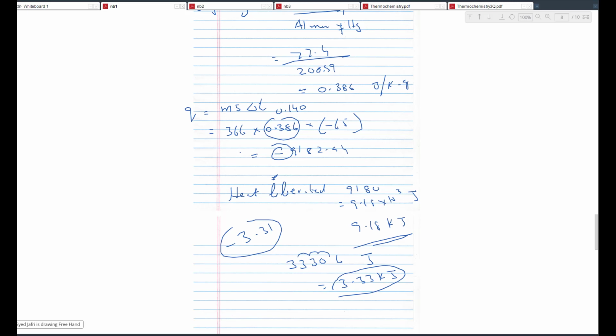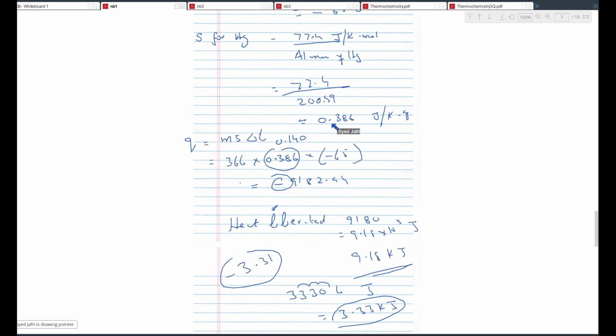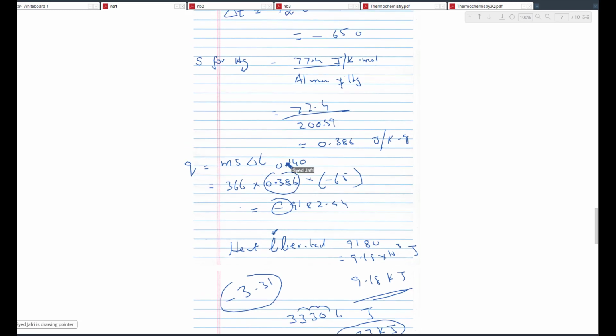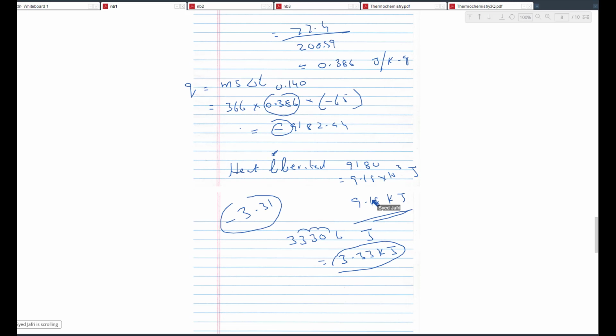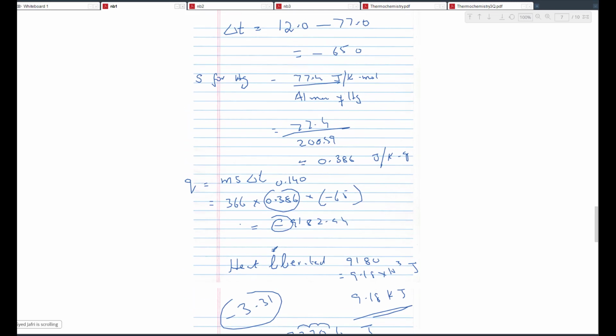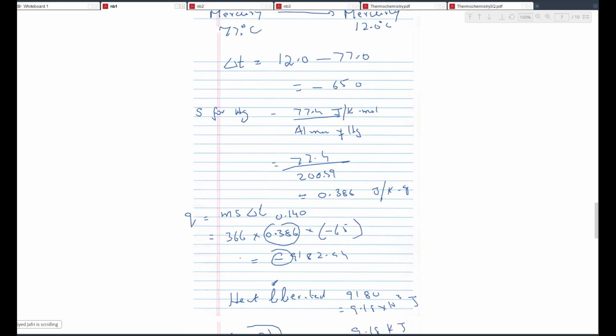Okay. But in that case, the specific heat value is not this. The specific heat value is 0.140. For mercury, S is equal to 0.140 joules per gram per Kelvin or per Celsius, same thing. But then why are they giving you this one, 77.4? That's wrong then. Is it a specific heat or something else?